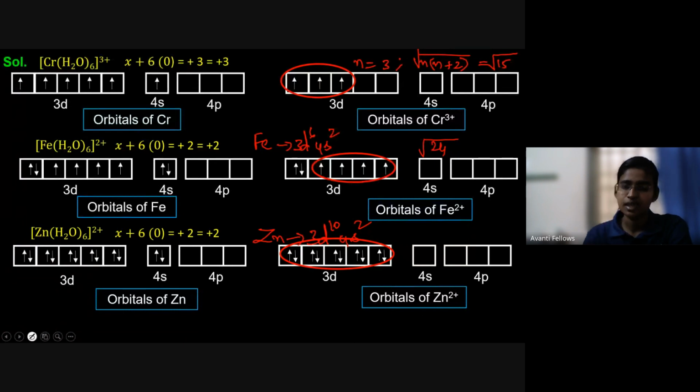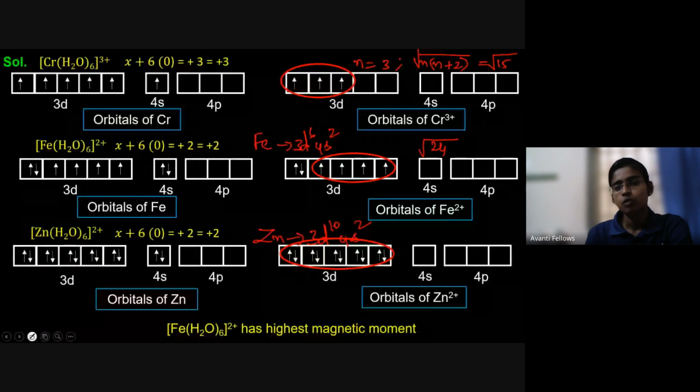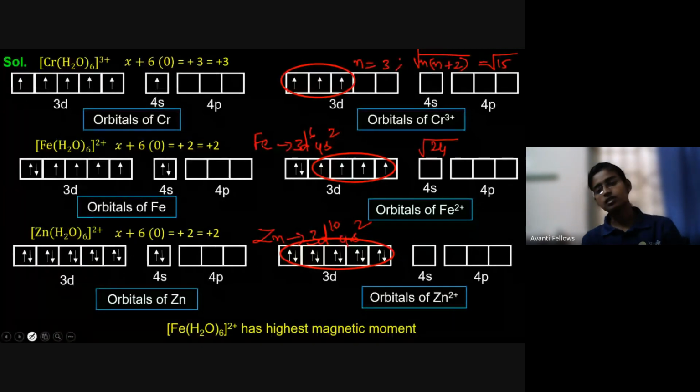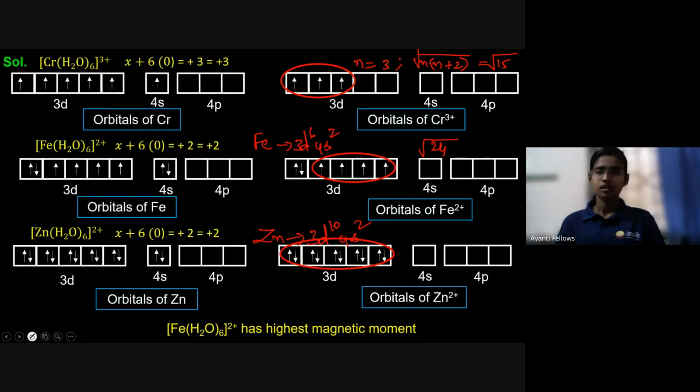Now you can see which is having the highest magnetic moment value among the 3 given complexes: root 0, root 24 and root 15. The answer is the iron containing complex. Good. The iron containing complex is having the highest magnetic moment value. It's very easy. You don't have to put the numbers in the formula and get the root value. Just by seeing the number of unpaired electrons, just by seeing the n value, you can get the answer for this type of question. Clear?